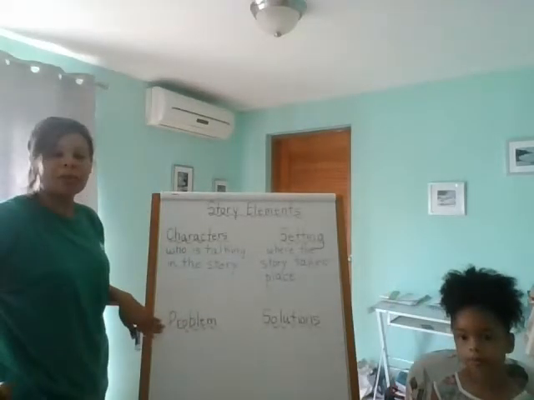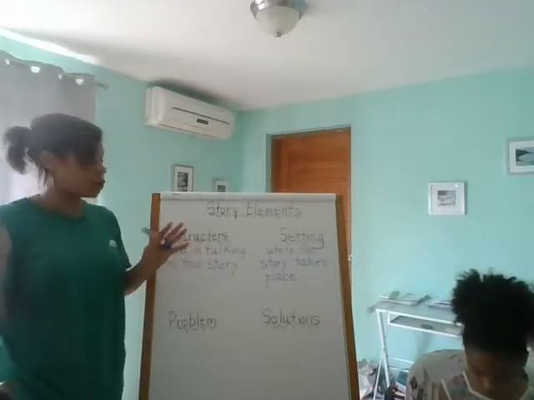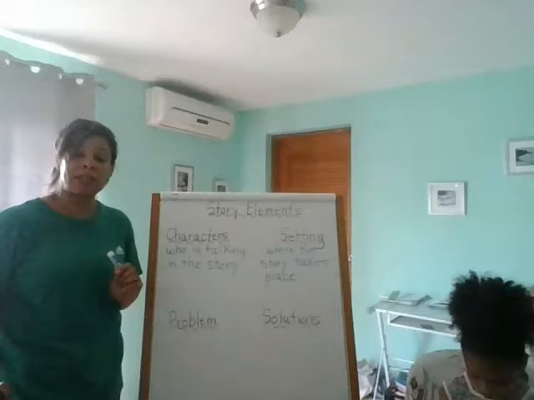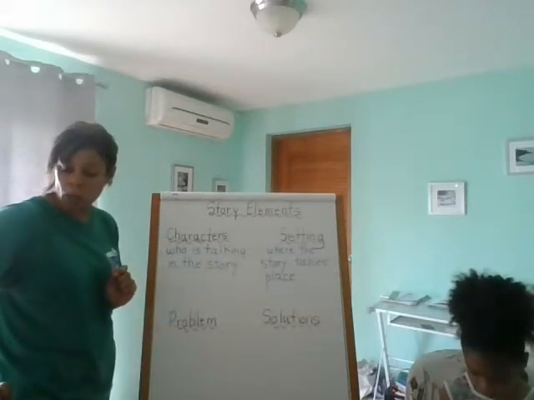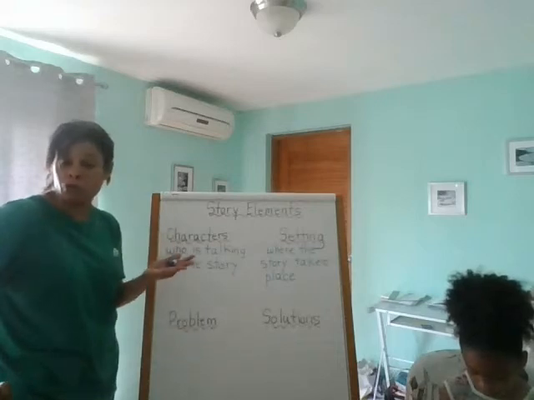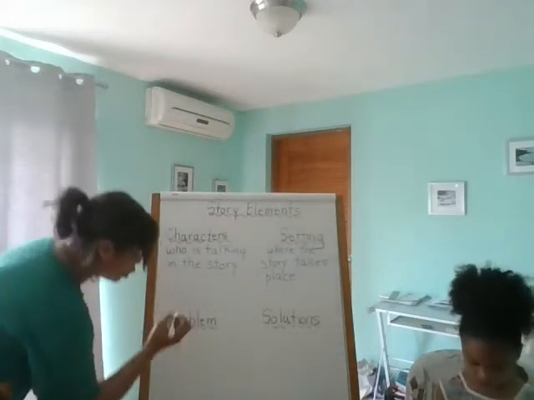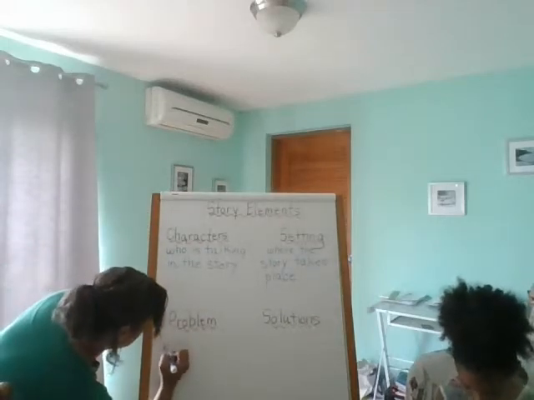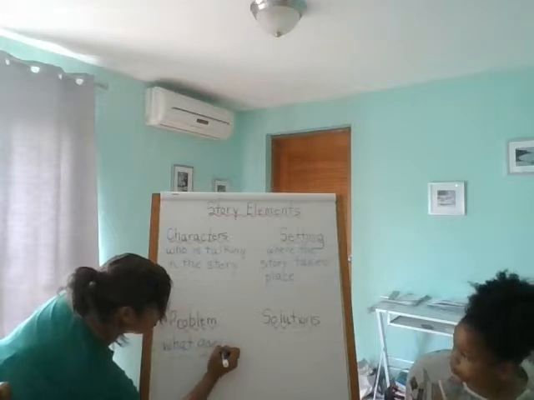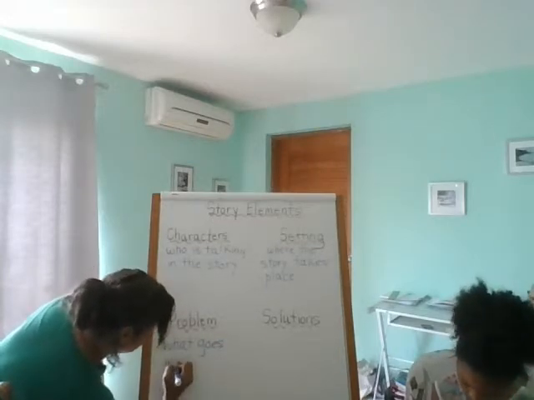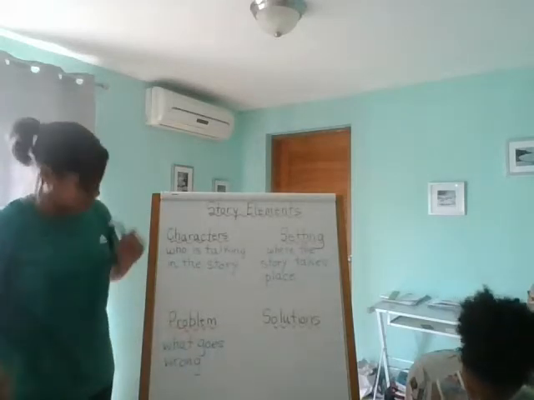Next we're going to look at the problem. We have some characters, some people or animals that are doing all the talking. The setting is where the story is taking place. Then we have a problem. A problem is what went wrong. So something goes wrong. There is a dilemma. So the problem is what goes wrong. Or it's really something that needs fixing.